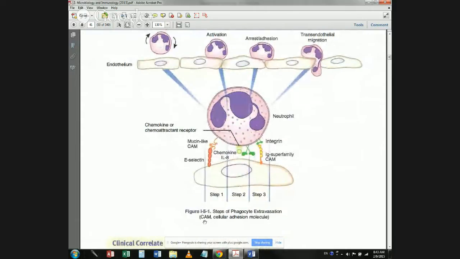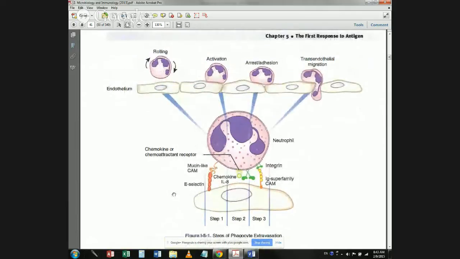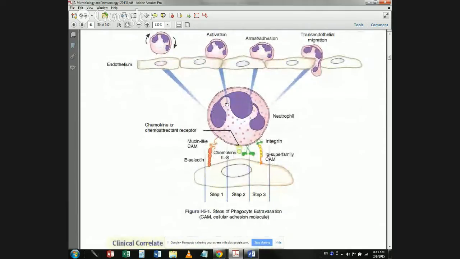Let's see, what does this picture say? Step-up phagocyte extravasation, CAM, cellular adhesion molecule. Okay, so here we have a neutrophil. You see it's multilobed. You see it's got granules. And look at that, that's the integrin. Oh, I see. So this is the endothelial molecule. Okay, step 1 over here. What's happening is this is E-selectin, obviously, on the endothelium cell, and it is loosely binding to the mucin-like cellular adhesion molecule. This is the rolling step, obviously, right?